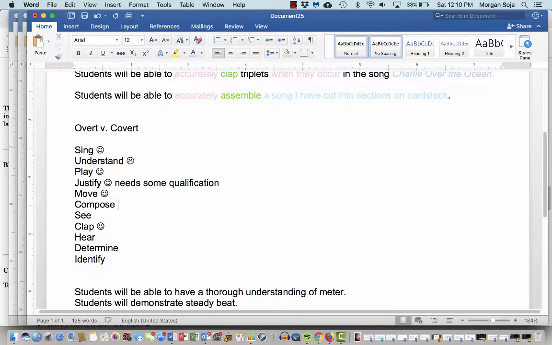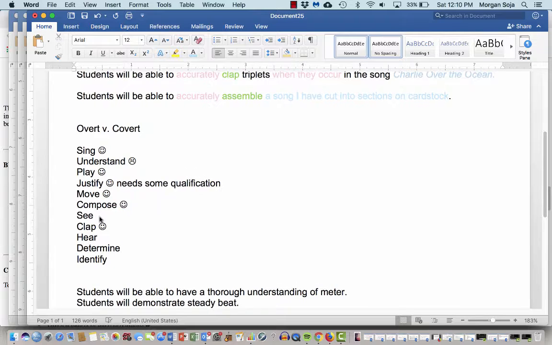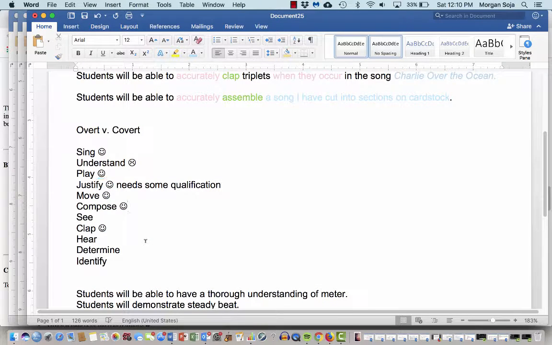Compose. Students will compose 4-beat rhythms that include quarter notes and eighth notes. Sure. Okay, we can see them do that. Now, it might need some qualification, where they say they compose in writing, or they compose by clapping, or whatever the thing is that they're doing. You might need to go down into the procedures and say, here's how they're doing that composing exactly. But that's something that you can see.